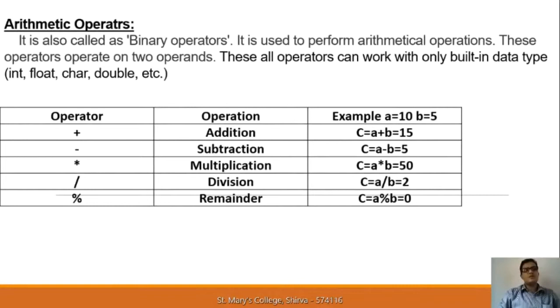This arithmetic operator is also called a binary operator. Based on this binary operator, we can perform arithmetical operations. It can perform operations on two variables. Two operands are nothing but two variables. It is possible on integer, float, char, double data types, which is not possible in C and C++. Here you see plus for addition, minus for subtraction, star for multiplication, slash for division, percent for remainder, as we see in the example.